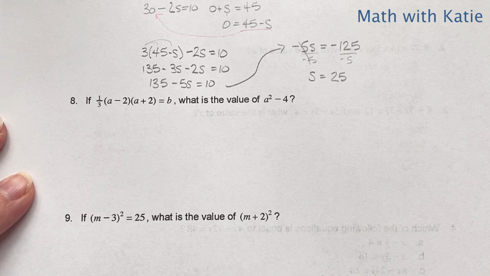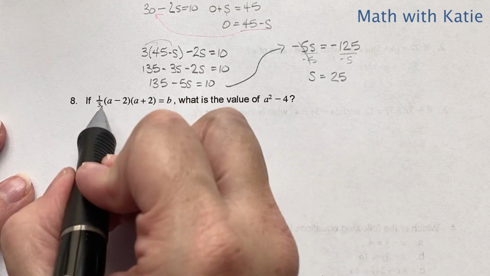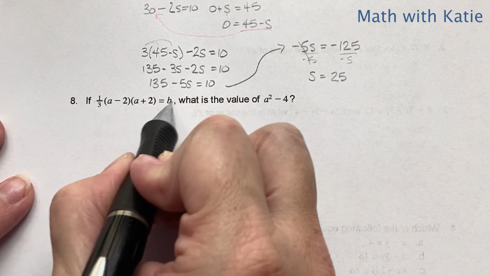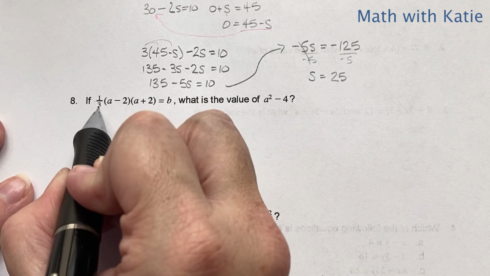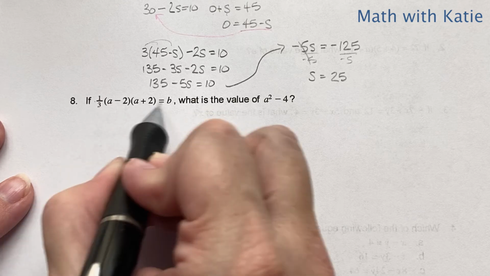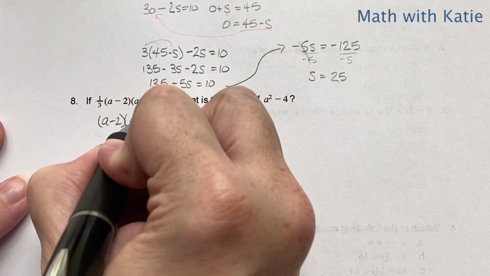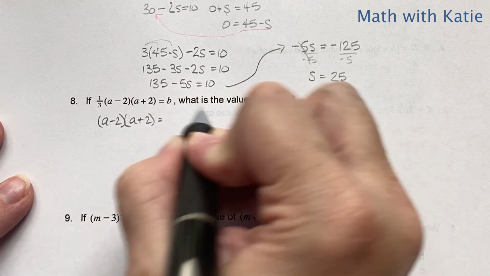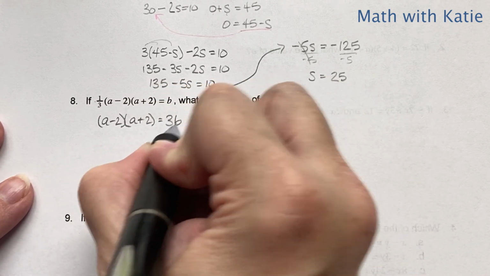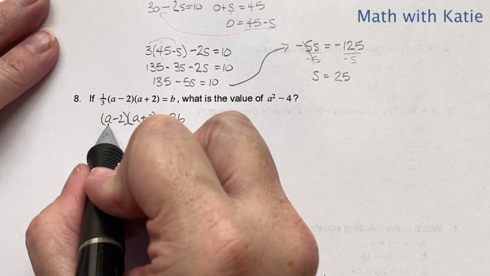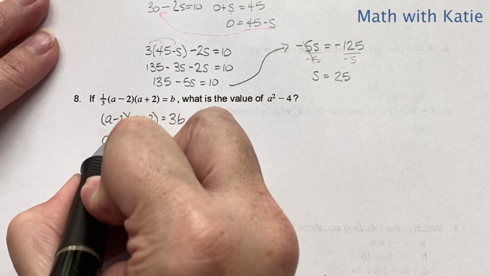If 1/3 (a minus 2) times (a plus 2) equals b, what is the value of a squared minus 4? All right, so first of all, let's multiply by the reciprocal, so we're actually multiplying by 3 just to get rid of it. So (a minus 2)(a plus 2) is equal to 3b. So now our next step is to FOIL this through.